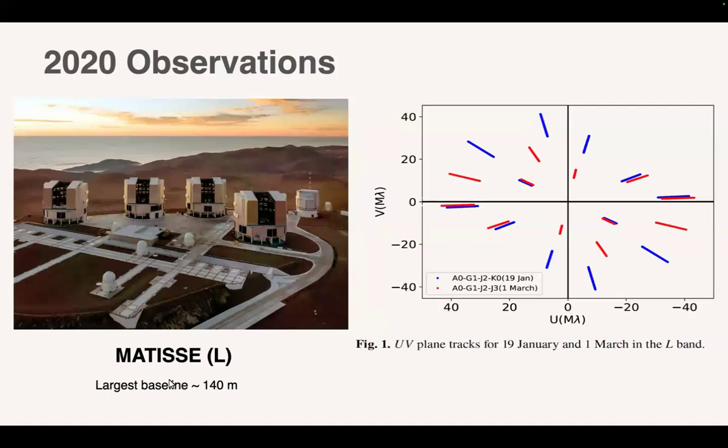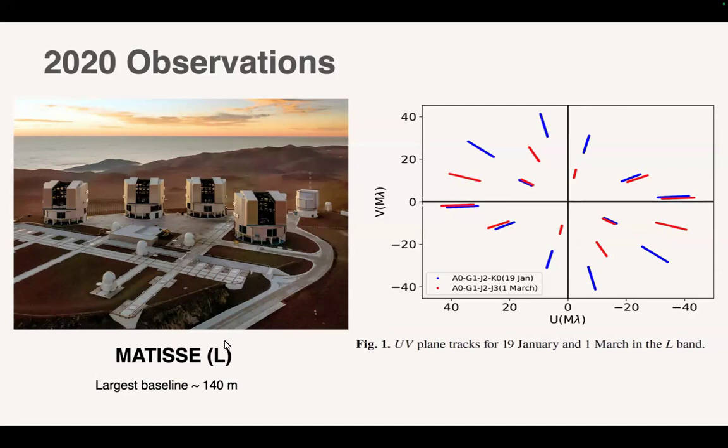The longest baseline with the VLTI is about 140 meters. If you're familiar with radio interferometry, the largest baselines on radio interferometers tend to be very large, like tens to hundreds of kilometers. For example, in the case of the Event Horizon Telescope, I think the largest baseline is like 6,000 kilometers, the radius of the Earth. Unfortunately, we can't really do that in the L band, from 3 to 4 micrometers.